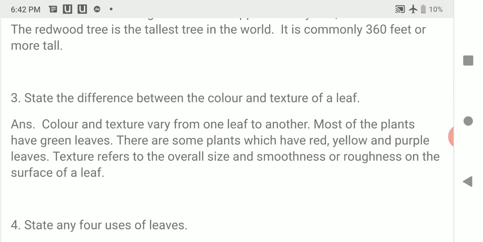Next question is, state the difference between the color and texture of a leaf. We have already discussed in the previous class. Color and texture vary from one leaf to another. Most of the plants have green leaves. There are some plants which have red, yellow and purple leaves. Texture refers to the overall size and smoothness or roughness on the surface of a leaf.